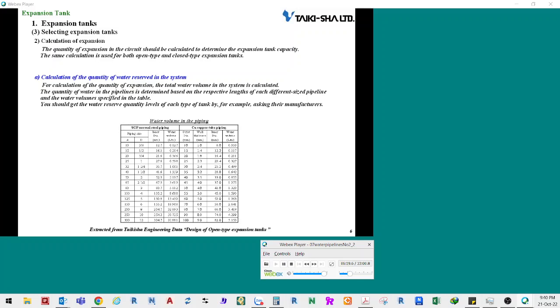For calculation of the quantity of expansion, the total water volume in the system is calculated. The quantity of water in the pipelines is determined based on the respective length of each different sized pipeline and the water volume specified in the table. You should get the water reserve quantity levels of each type of tank by, for example, asking their manufacturers.